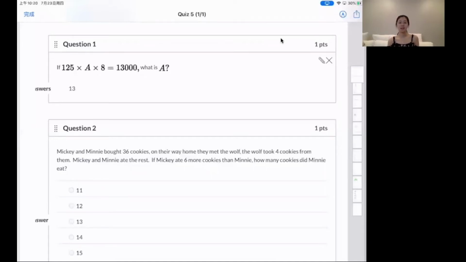Hello everyone, this is week 5. Let's start our quiz. Question 1. How do we find letter A?